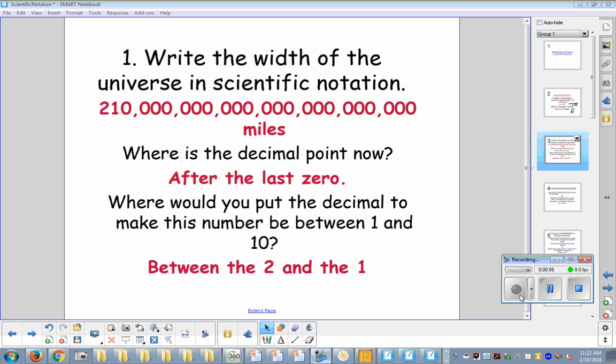So here, let's try to write this in scientific notation. Where is our decimal point? Decimal point is actually after the last 0. It's over here. So we have to move this between 2 and 1. So you have to count how many times we have to move our decimal point. So that's 3, 6, 9, 12, 15, 18, 21, 22, 23. Okay, 23. So that's 23.